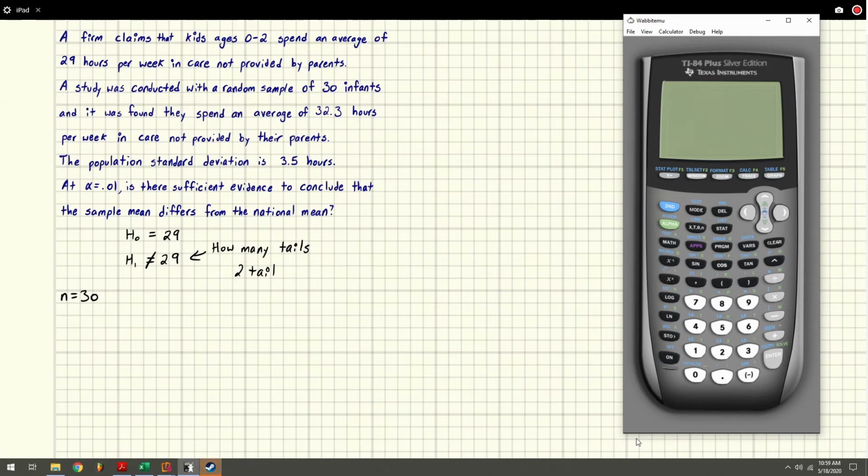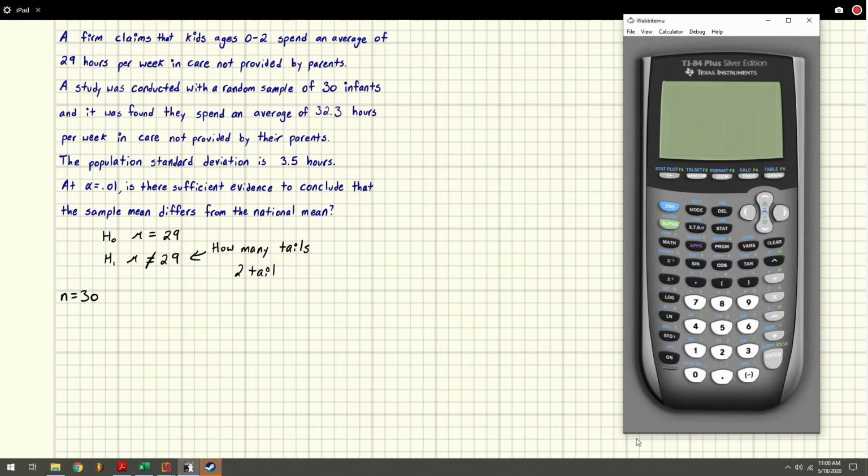Before our average, I forgot to write something very important next to these, and that is what is this value, 29? Well, they're saying it's the mean, but not just any mean. They're saying that it's the population mean, mu. That's really important to have there. So you're going to want to write that they're claiming that the population mean is 29.